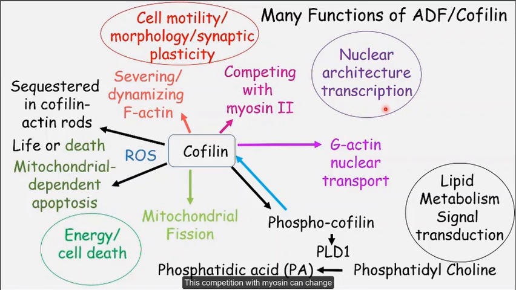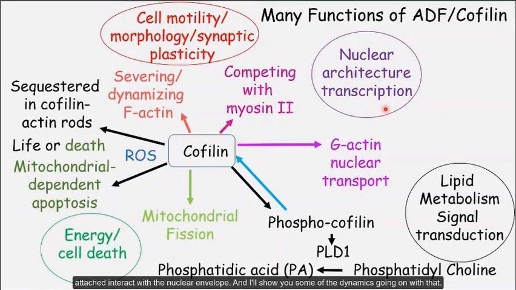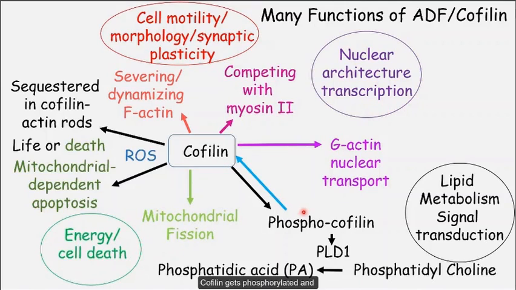This competition with myosin can change the nuclear architecture because actin filaments with myosin attached interact with the nuclear envelope, and I'll show you some dynamics going on there. Cofilin binds to G-actin and can be involved in nuclear transport. Cofilin gets phosphorylated and dephosphorylated. This is what we consider the active form, but that's only active with regard to actin.